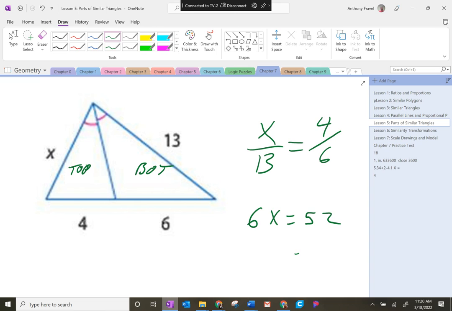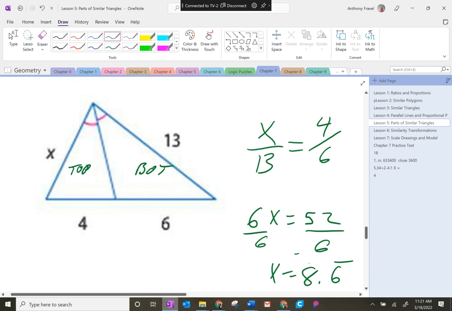Give me 1 second. Sorry, my calculator's not like me right now. And then what I'm going to do is divide both sides by 6. My final answer, jeepers creepers, is going to be 8.6 repeating. Again, I can set these same sides equal to each other as long as there's an angle bisector. And then I can find the proportions.